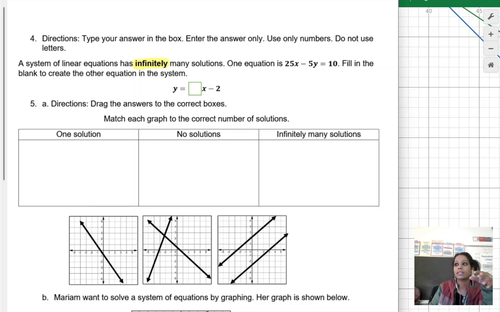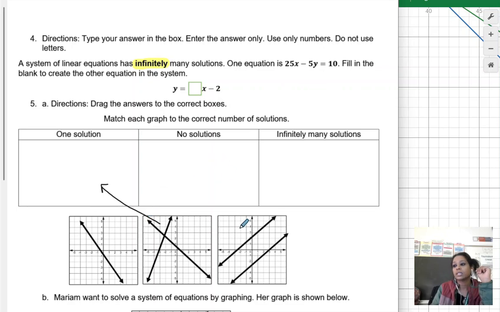Actually, let's go ahead and do number 5 real quick, and then it'll help us to see what the graph for infinitely many solutions should always look like. So one solution, the graph will look like this, where you have two separate lines and then they're crossing somewhere. So this goes here. This graph goes here. On the test, you'll be able to move these graphs in different spots.